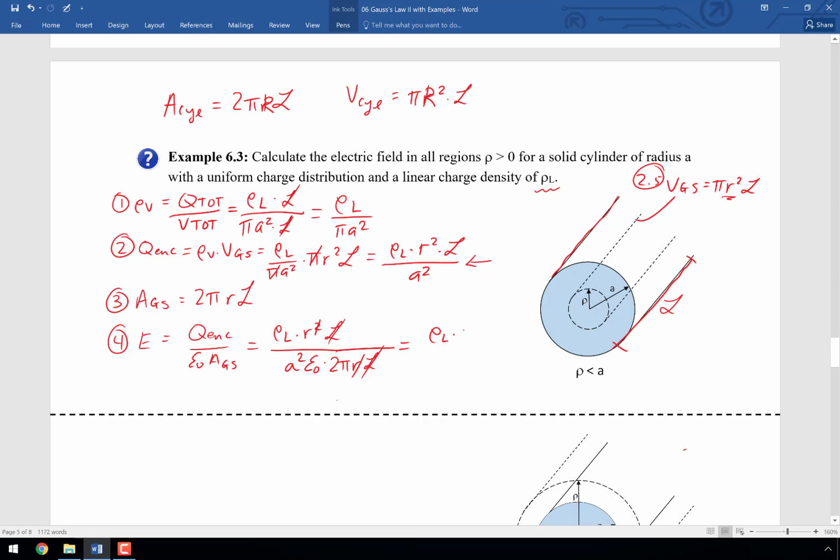oh darn, because this is cylindrical coordinates, I should have been more careful about using rho instead of r. So let me just go back here, and here this r should have been a rho, and this r should have been a rho, and each of these r's should have been a rho. So it's rho sub L times rho divided by A squared times 2 pi epsilon 0.